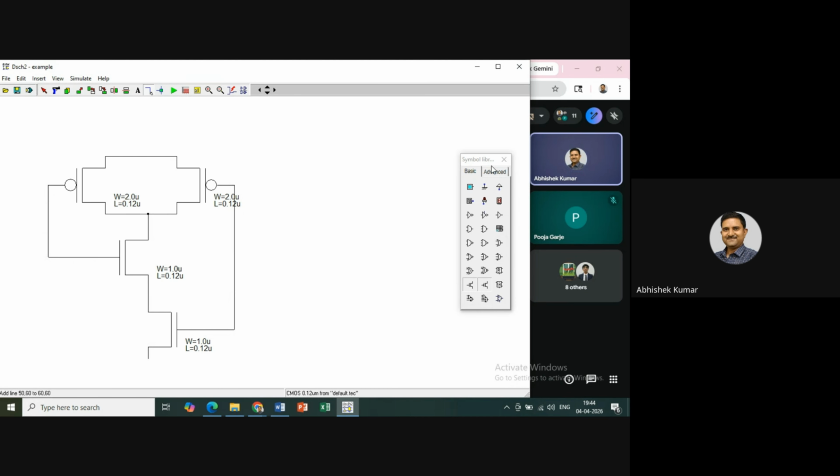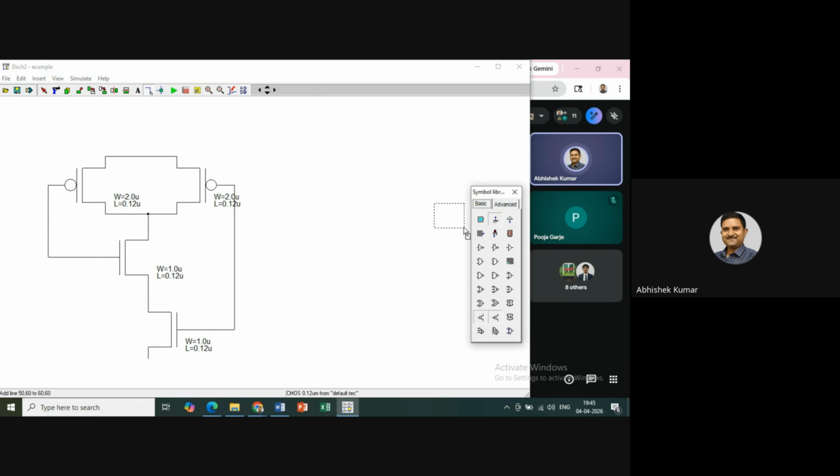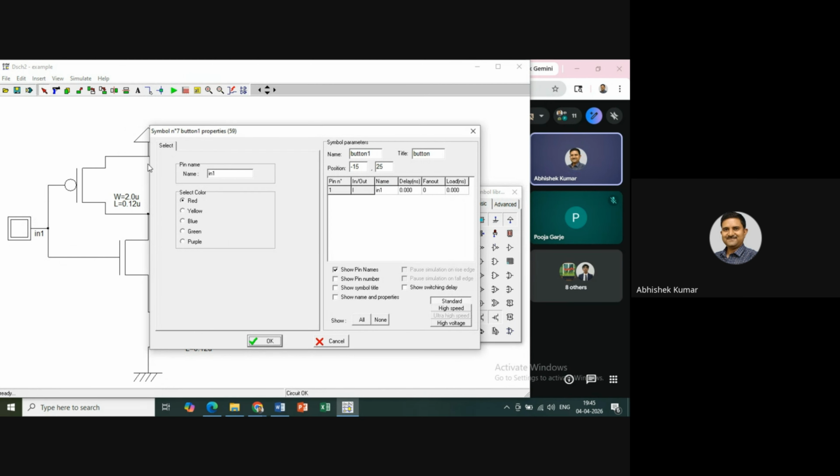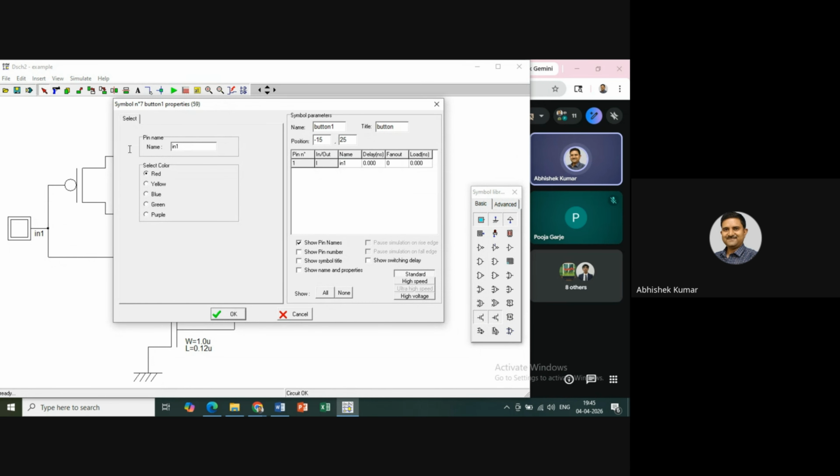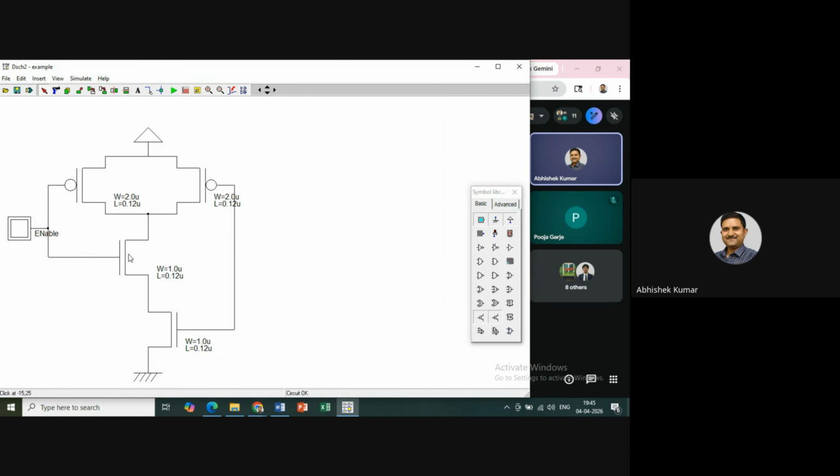First, provide here the power supply and ground, so that is the required part. Ground here, and provide the power supply here. Now I'm going to provide a button, which will act as enable. So I'm going to provide the name enable here. This is my NAND. The first part I have made.